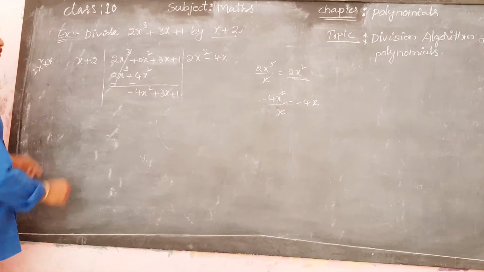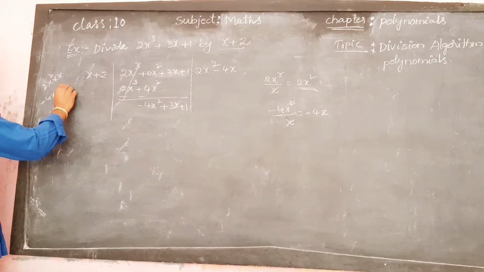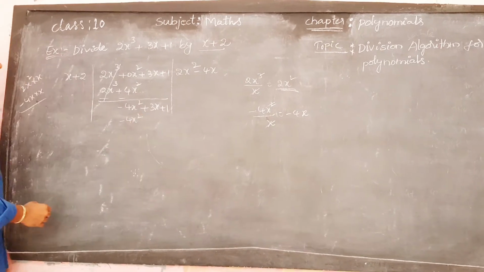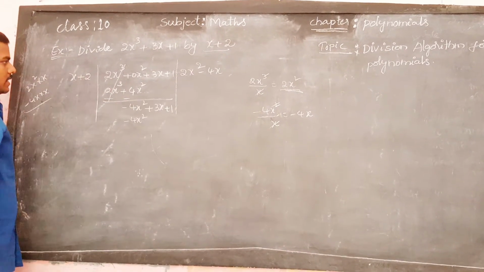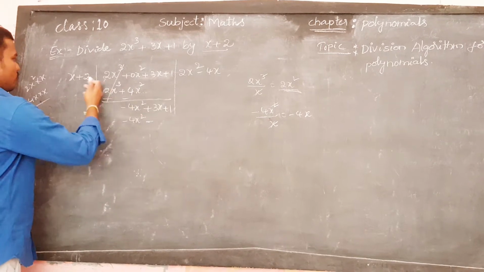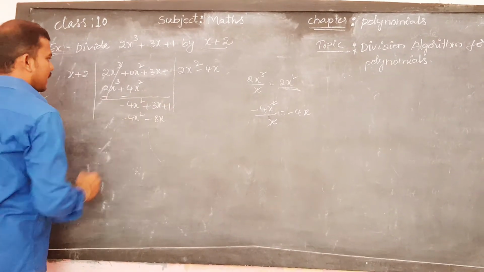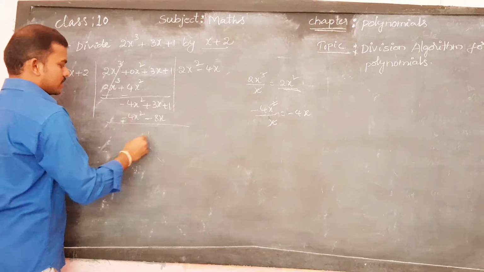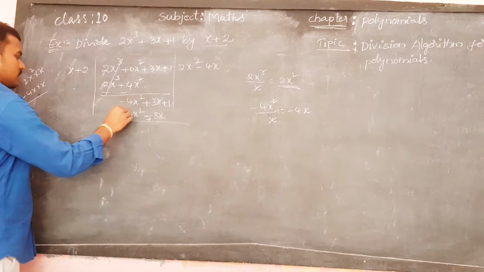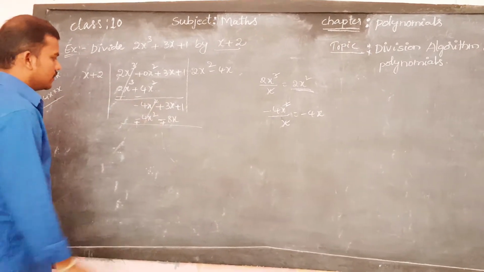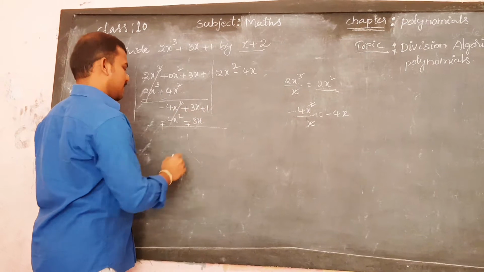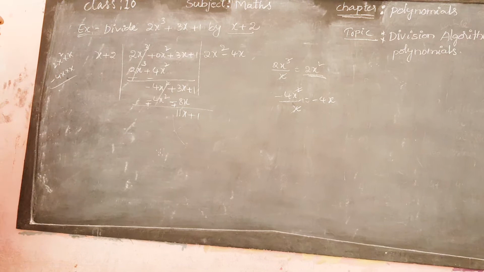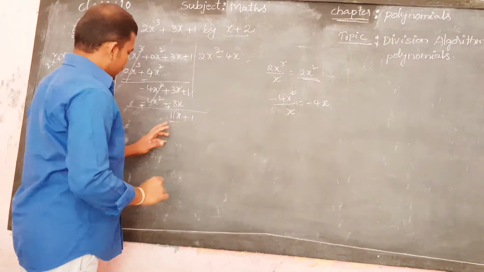Minus 4x into x equals minus 4x square. Minus 4x into 2, 4 twos are 8, so minus 8x. Subtracting, minus 4x square and minus 4x square get cancelled. Here plus 3 plus 8, 11x plus 1. Here 11x plus 1.